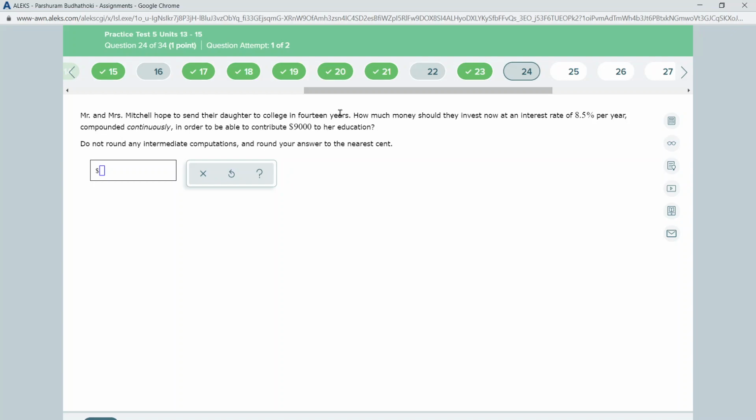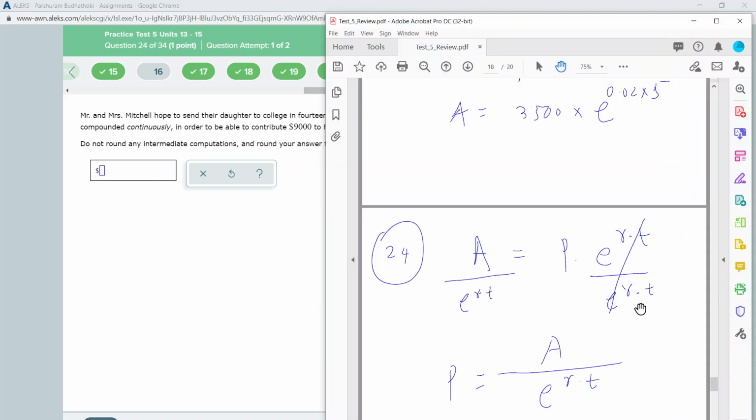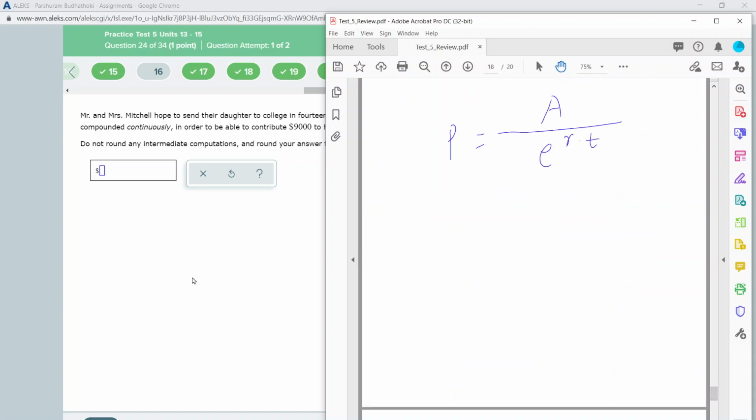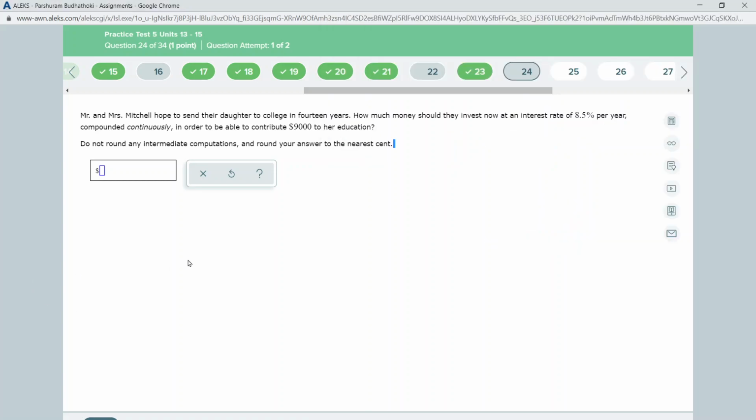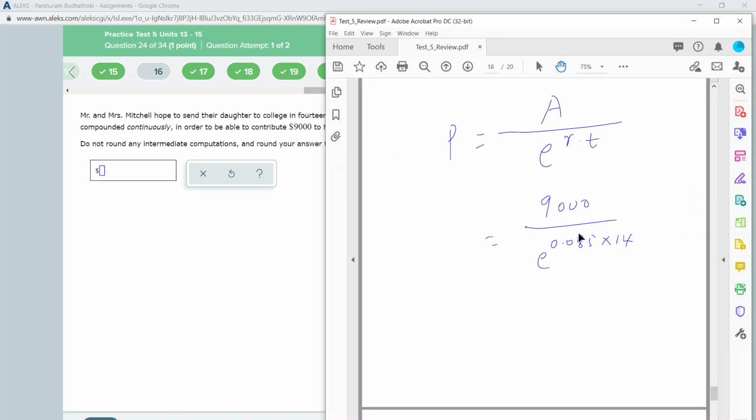14 years. Okay, so just plug in the values: time is 14, rate is 0.085, A is 9,000, and just solve this. I'm going to skip this calculation part for you. This is 9,000 over e to the power 0.085 times 14, and then that will be the answer. Just use the calculator and divide 9,000 by this number.